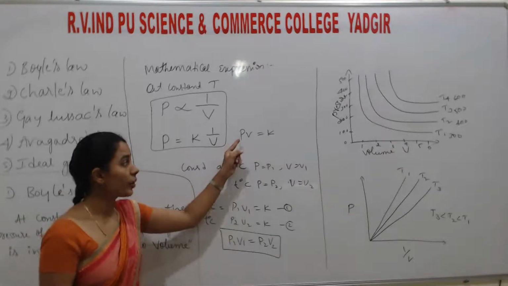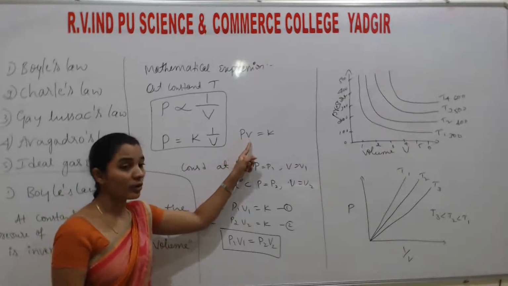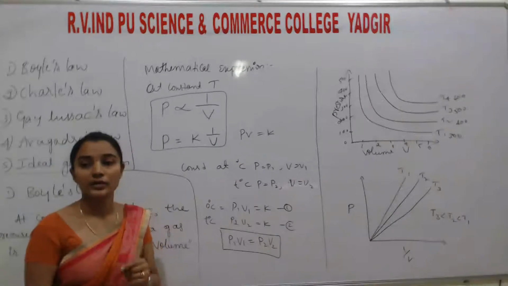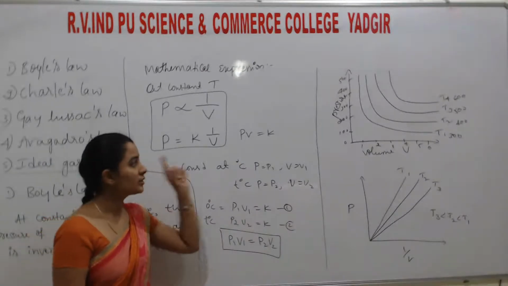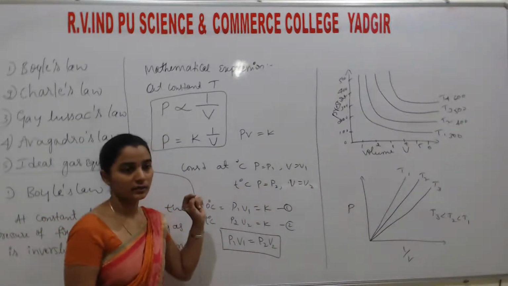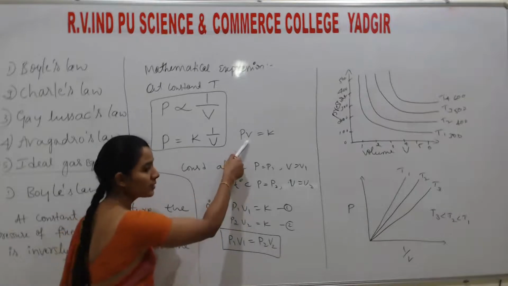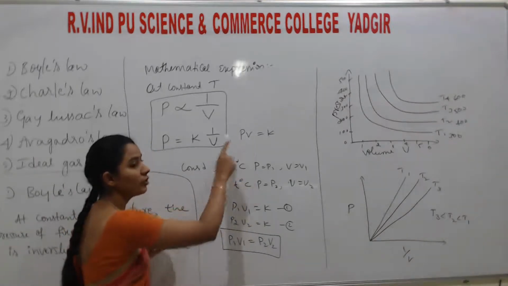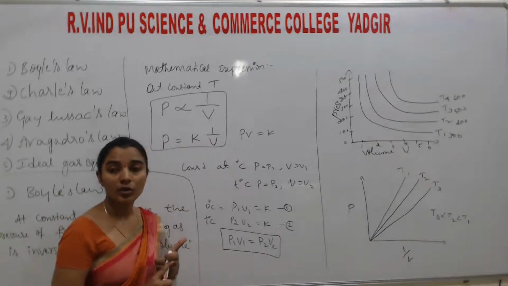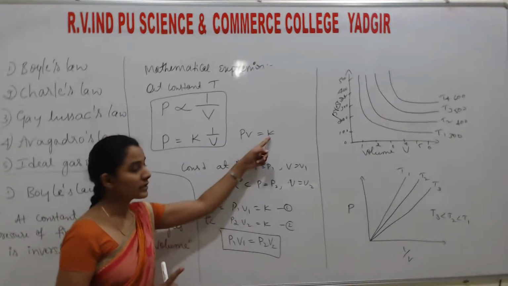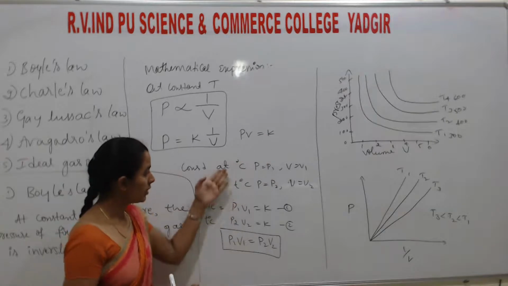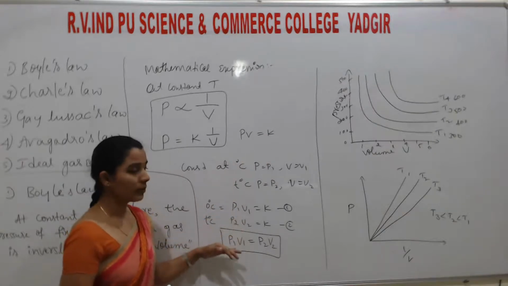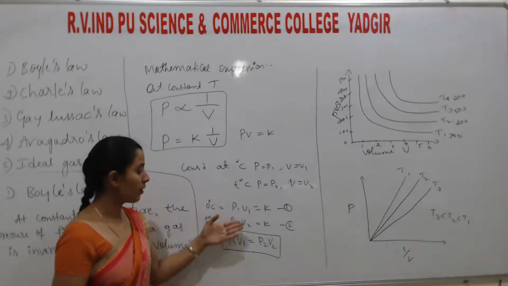Understand? Means the product of pressure and volume of a given amount of a gas, or a fixed amount of a gas, is always constant. Product means multiplication, you know that. The product of pressure and volume of a fixed amount of a gas always is constant. So here this is the extended form of the Boyle's law.